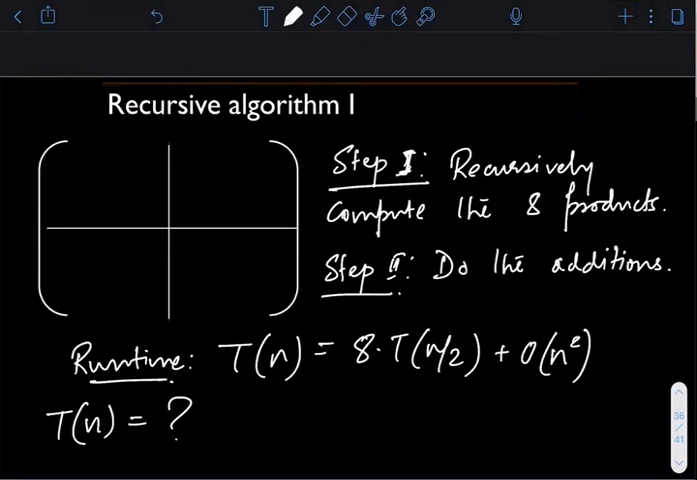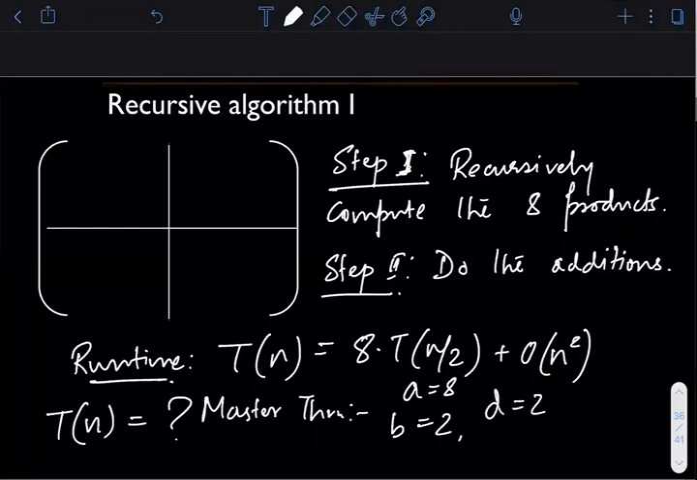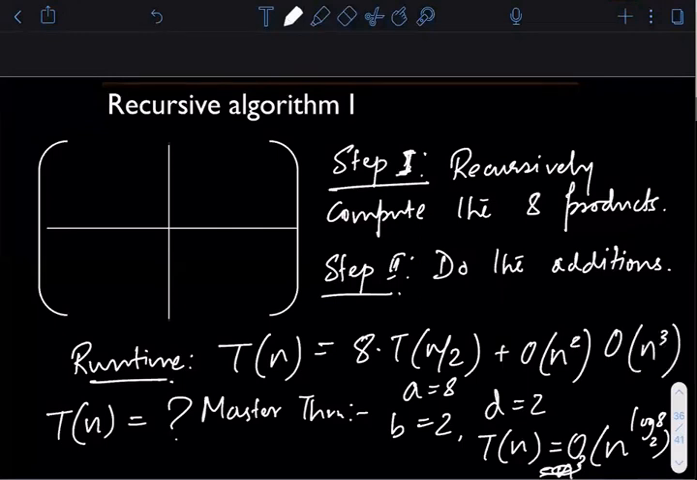Well, here, master theorem with a equals 8, b equals 2, and d equals 2. Okay. So this is going to be T(n) equals order of n to the power of log 8 base 2, right? Which is going to be n cube. Sorry, this is bad. So this is going to be order n cube. That did no good, right?